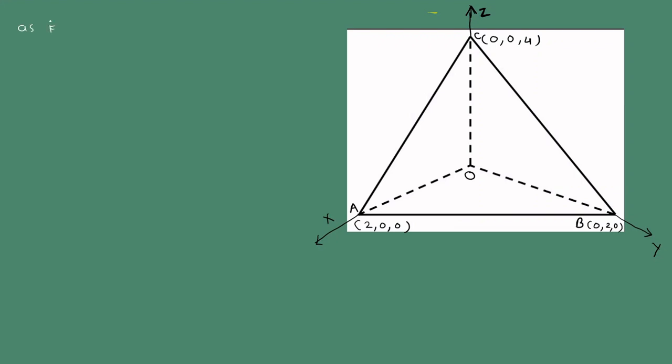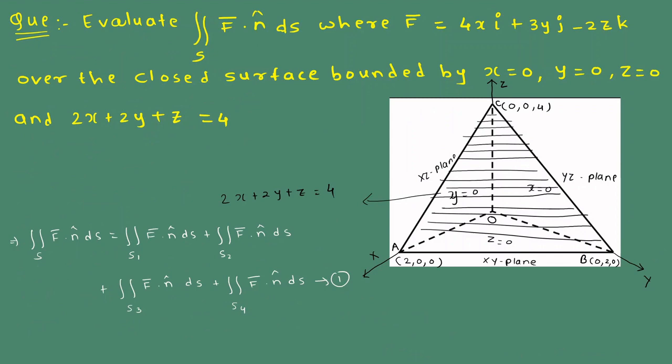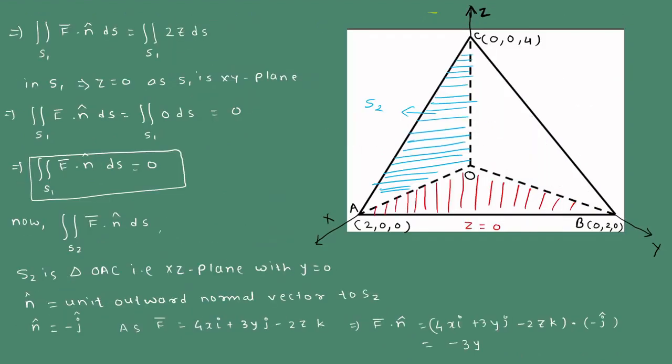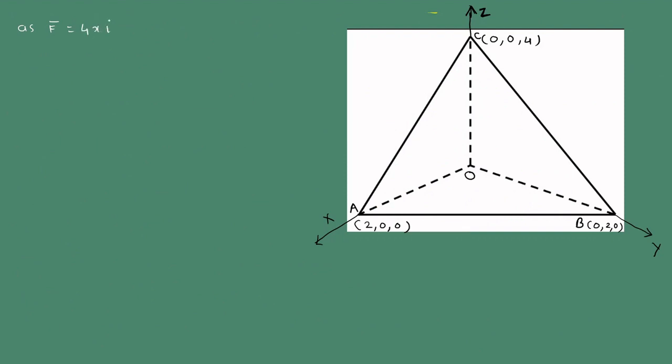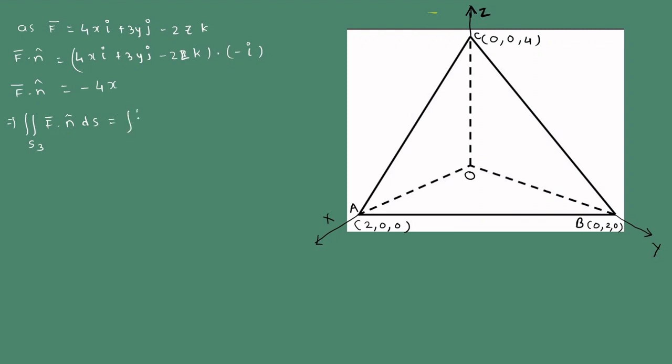As f bar is equal to, what is f bar here? 4x i plus 3y j minus 2z k. Correct? So f bar dot n cap is equal to 4x i plus 3y j minus 2z k dot product with minus i. So it is only minus 4x. So this is f bar dot n cap. So this implies double integration over S3 of f bar dot n cap ds is equal to the double integration over S3 of minus 4x ds. Correct?